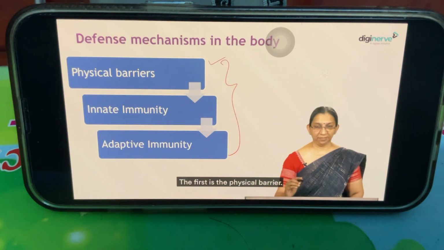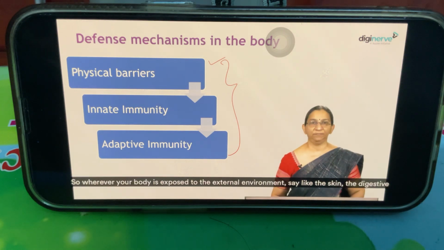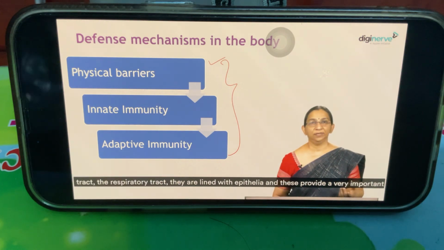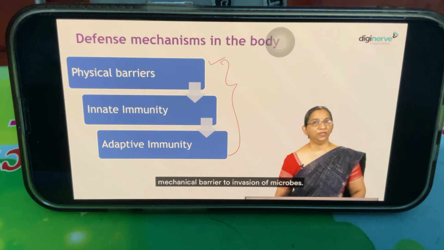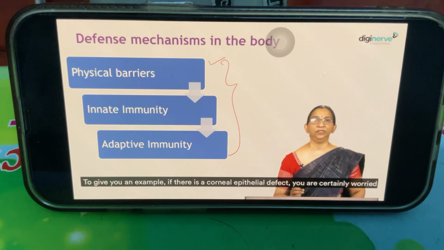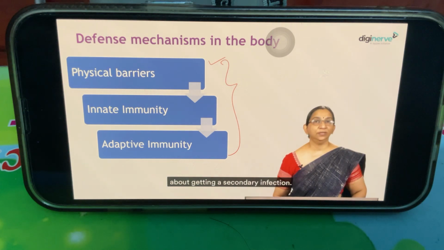The first is the physical barrier. Wherever your body is exposed to the external environment, say like the skin, the digestive tract, the respiratory tract, you're lined with epithelia. And these provide a very important mechanical barrier to invasion of microbes. When they break down, you're at a higher risk of getting infection. To give you an example, if there is a corneal epithelial defect, you're certainly worried about getting a secondary infection.